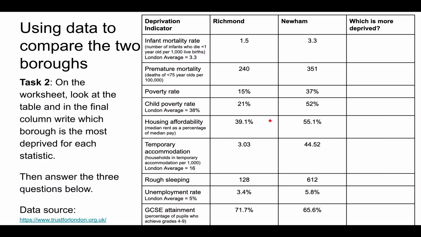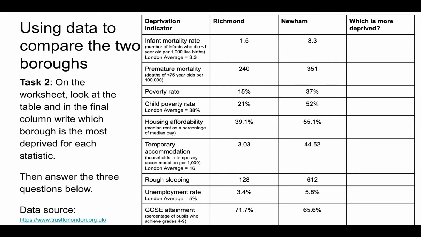Okay, so on your worksheet, our second task is to have a little look at some of these key indicators of deprivation. So I've just shown you some of them, and they're here again. So depending on the category that we're talking about, it's either good for this number to be high or it's good for it to be low. We have to understand what numbers we're looking at to understand whether it's good for it to be high or good for it to be low.